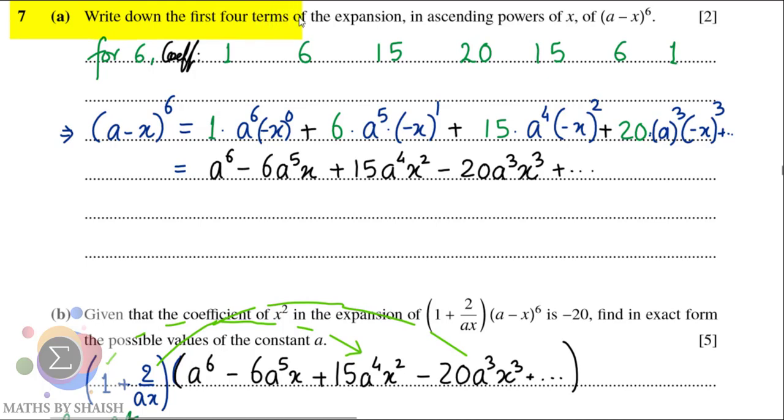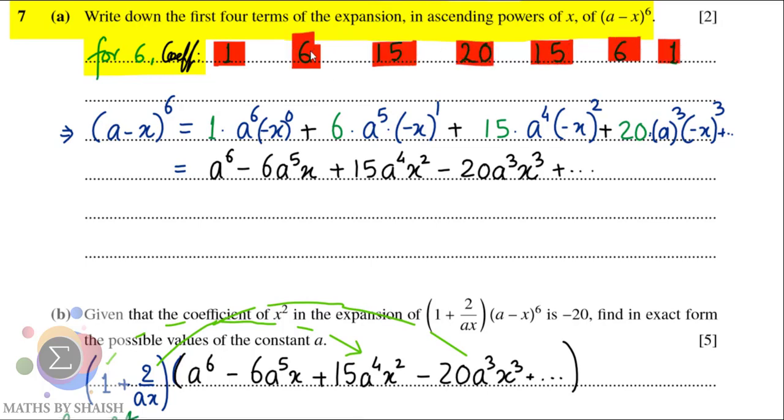Now here's the 7th question. Write down the first 4 terms of the expansion in ascending powers of x of (a minus x) to the power 6. Since the power is 6, by using Pascal's triangle, I have written the coefficients, that is 1, 6, 15, 20, 15, 6 and 1. We can also use the nCr formula, but it's fine if the power is 6. Till 6 we can remember, and then we are going to simply use this binomial expansion.